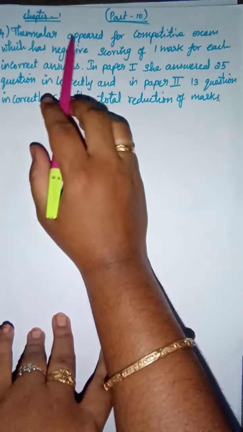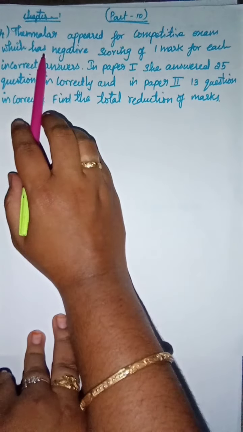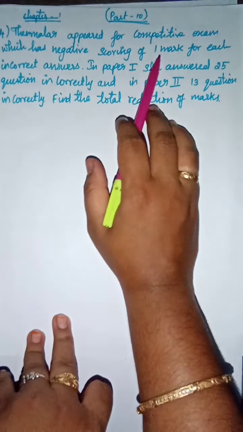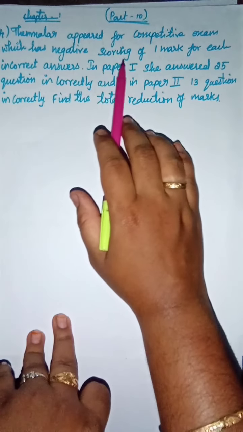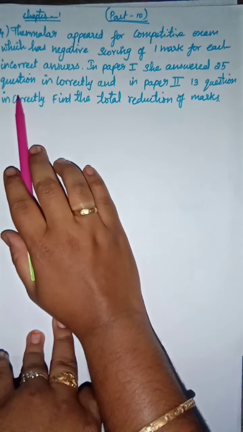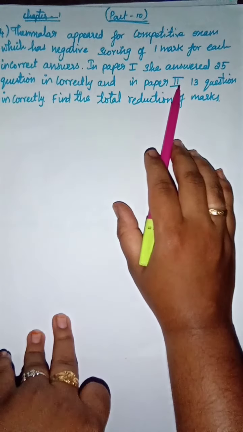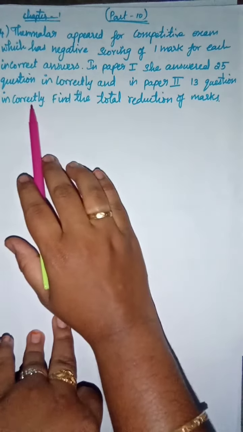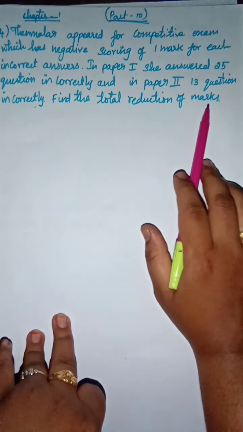The fourth question is: Thain Malar appeared for a competitive exam which has negative scoring of 1 mark for each incorrect answer. In paper 1 she answered 25 questions incorrectly, and in paper 2 she answered 13 questions incorrectly. Find the total reduction of marks.